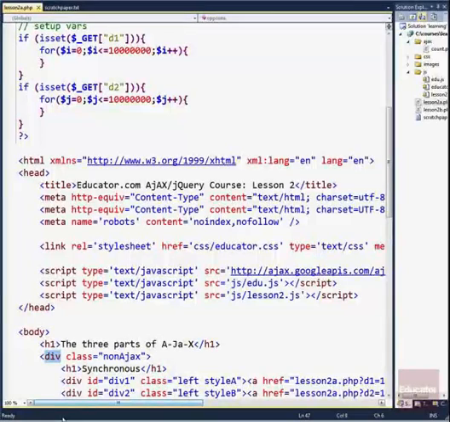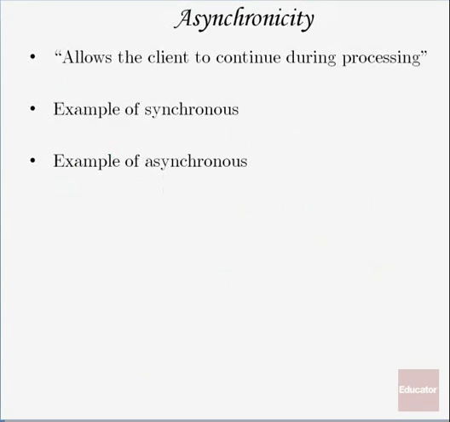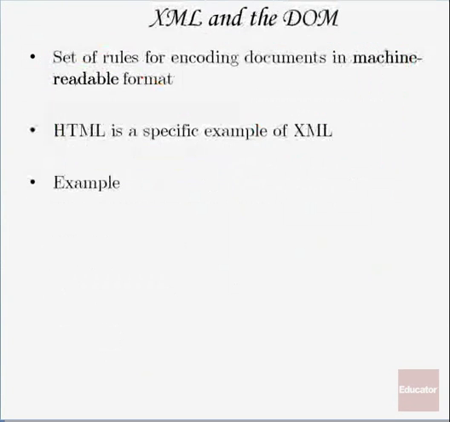Okay, so those are the three parts of Ajax: the asynchronicity, the JavaScript, the XML, and the DOM. Please make sure you know what the DOM is, because we are going to manipulate the hell out of it. That's what Ajax does. It manipulates the hell out of the DOM. Don't worry if you don't know what it is. I will go over it in a future lesson, but I'm going to ask you to really be good with that.